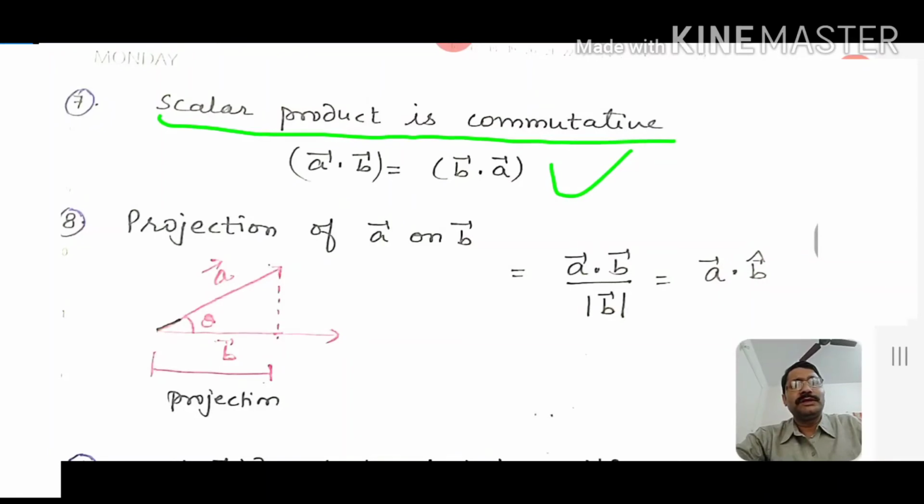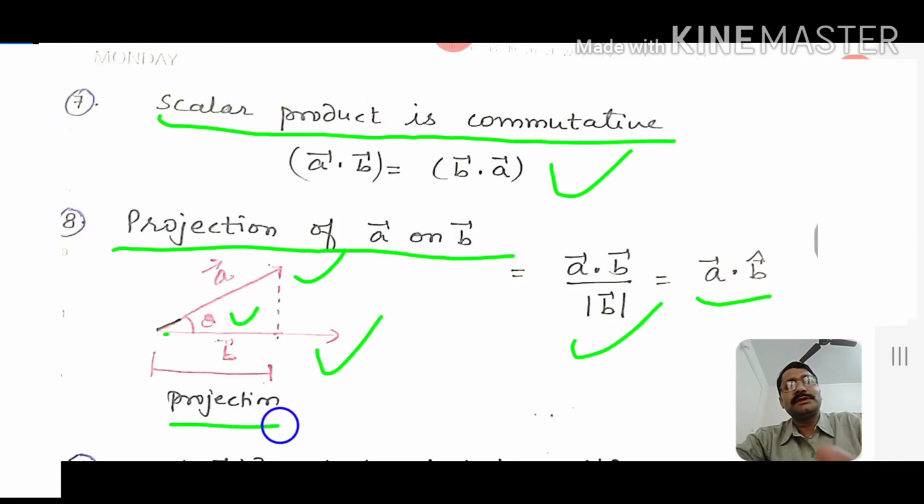Now one more point we will do here, that is the projection of A vector on B vector. The projection of A vector on B vector is equal to A dot B upon modulus B. Means you can write A vector dot B cap also, because B vector upon modulus B is B cap only. Now this is a projection, means here A vector is given to you, this B vector is given, this angle theta is given to you, and this projection will be A dot B upon modulus B.